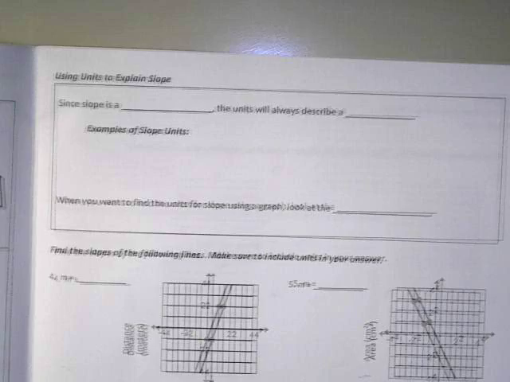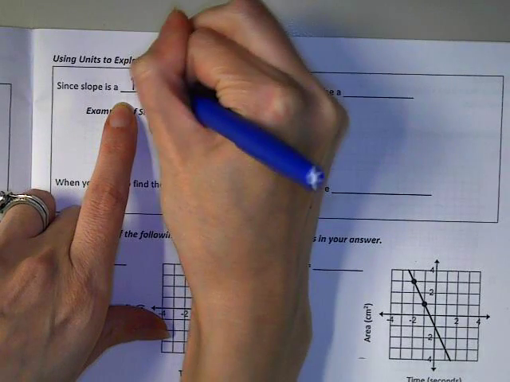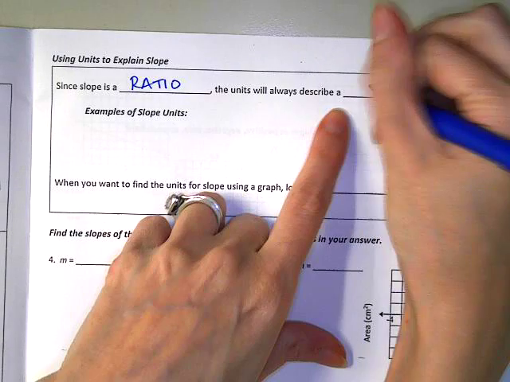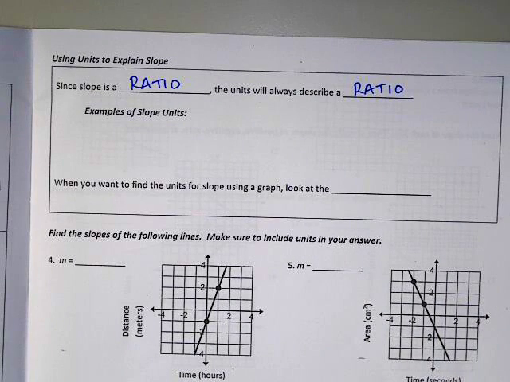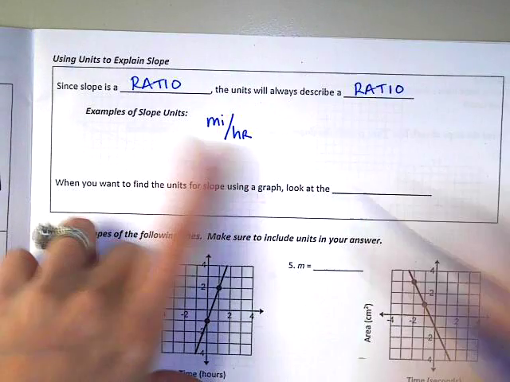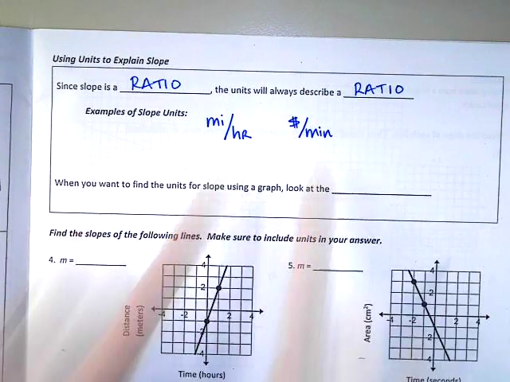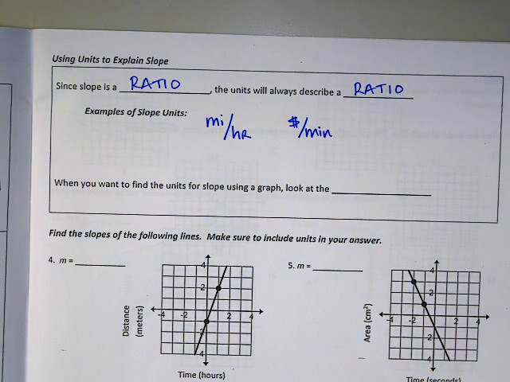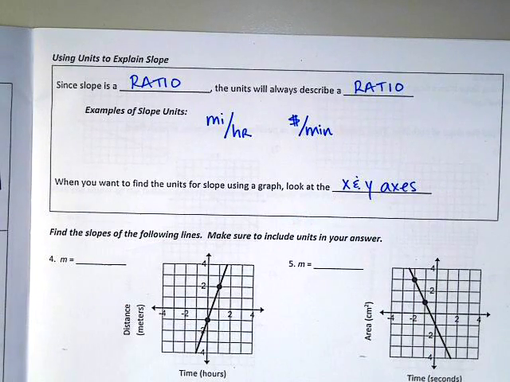Okay, moving on to units, and then we're done. Since slope is a ratio, the units will always describe a ratio. And when you write the units, it's always written as a ratio. A common one would be miles per hour or dollars per minute. It's always going to be a ratio of units. And when you want to find what the units are, just look at the x and y axes. They'll tell you what the units are.